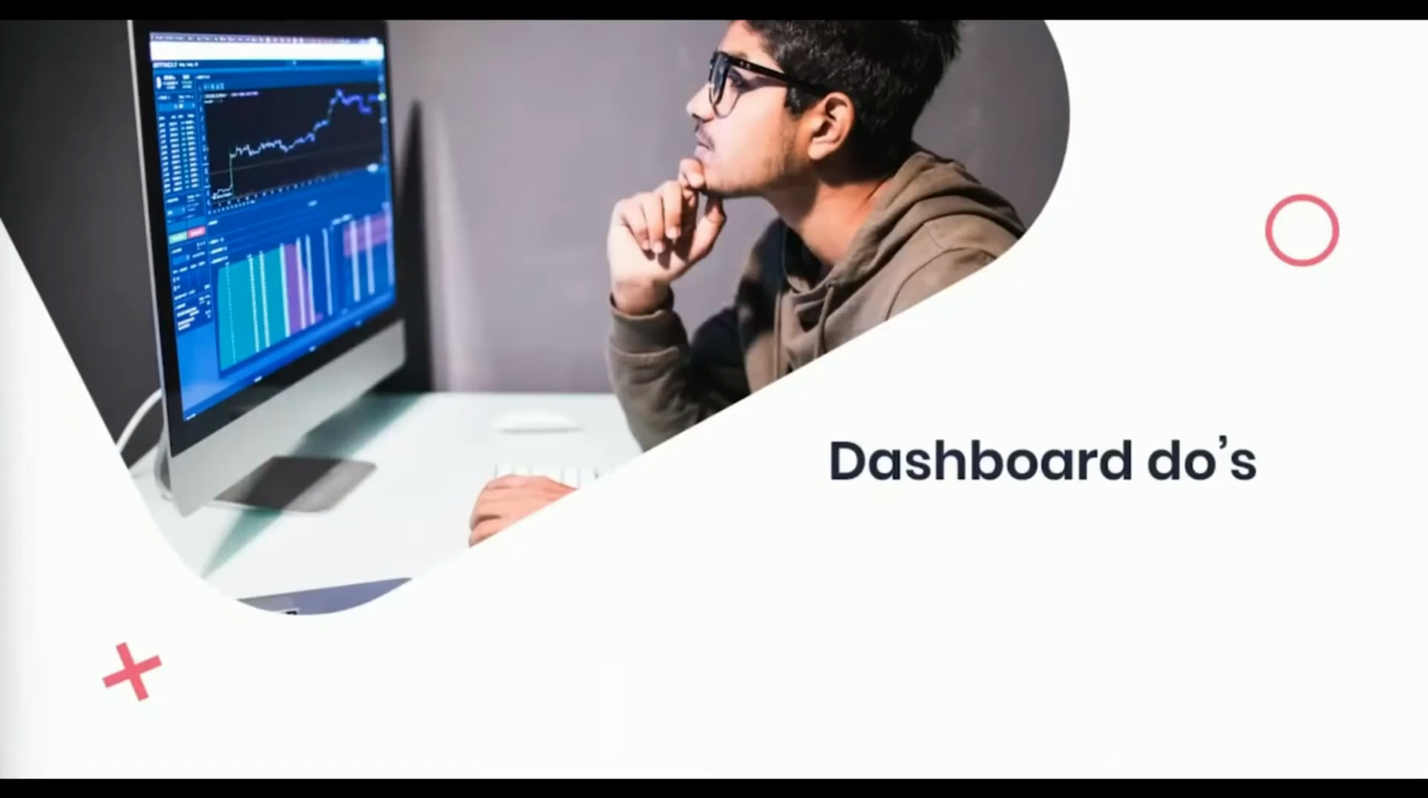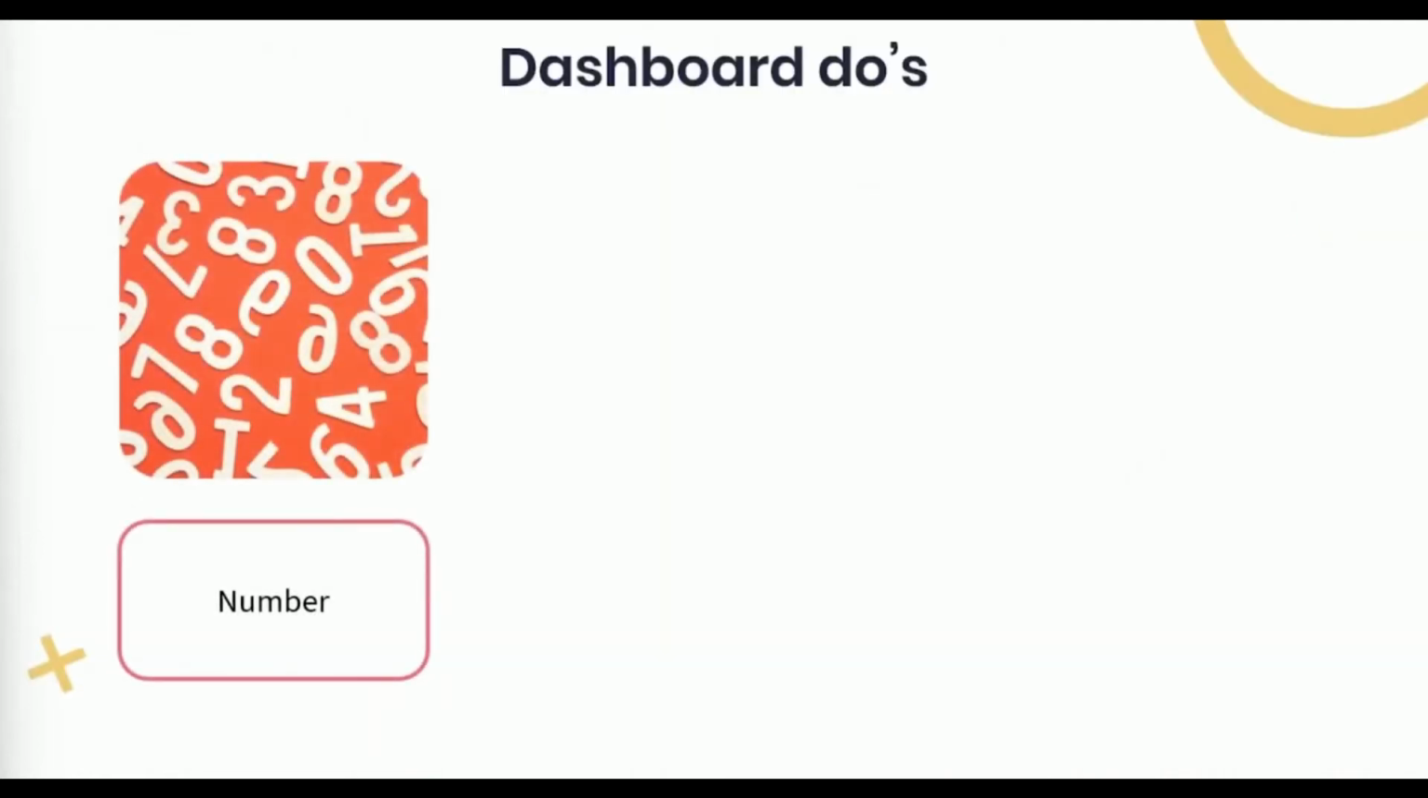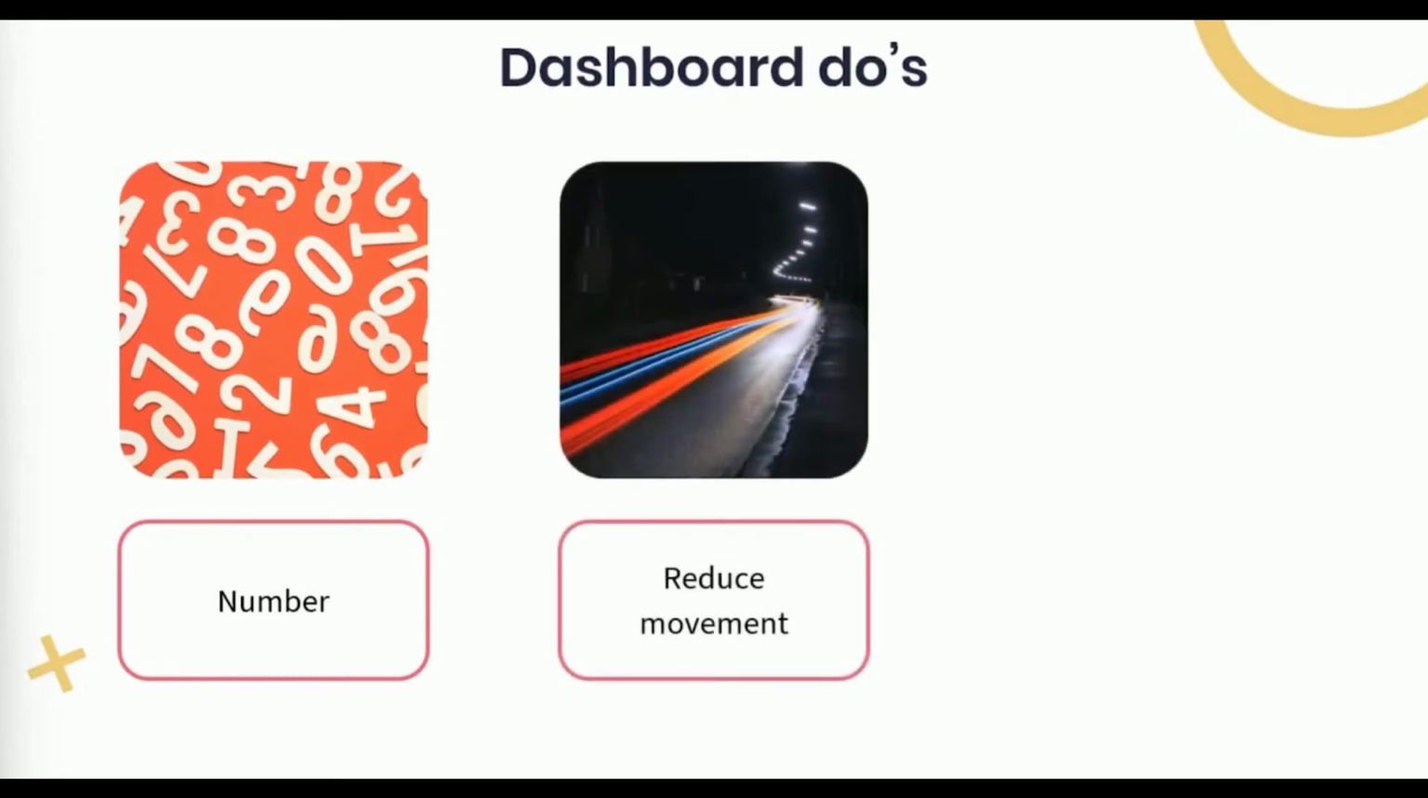So a few dos. We need to number our dashboards. Your dashboard is a story where one thing leads to another. So make sure the people using the dashboard follow the steps in the right order. And the easy way to do this is to number your charts or your sections. Secondly, reduce movement. You can hide unused rows or columns as well as freeze panes to reduce the risk of the user scrolling away and ensure that all the necessary columns and rows are always visible.